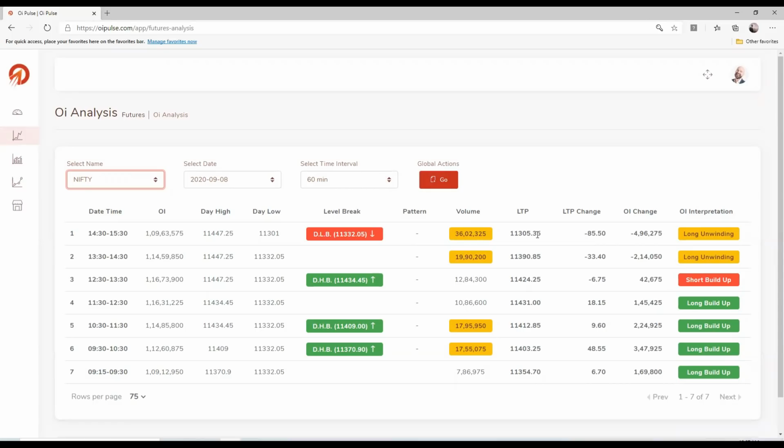With this kind of long unwinding happening, it's going to be very difficult for the bulls the following day to take any confident long build-up, especially in the morning. So we are going to witness that tomorrow. I'm preparing this video on the 8th, so hopefully by the time you see it, the actions would have happened, but still I'm saying it to you. So on the 9th morning, I'm not expecting a major upside based on the data presented on our tool.